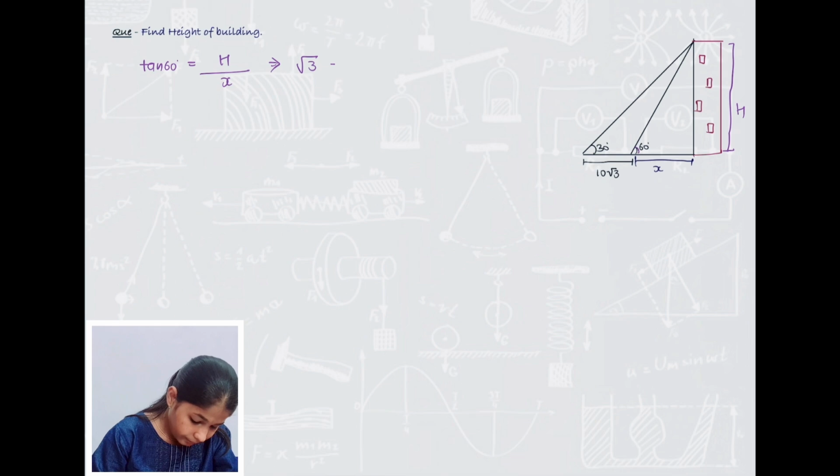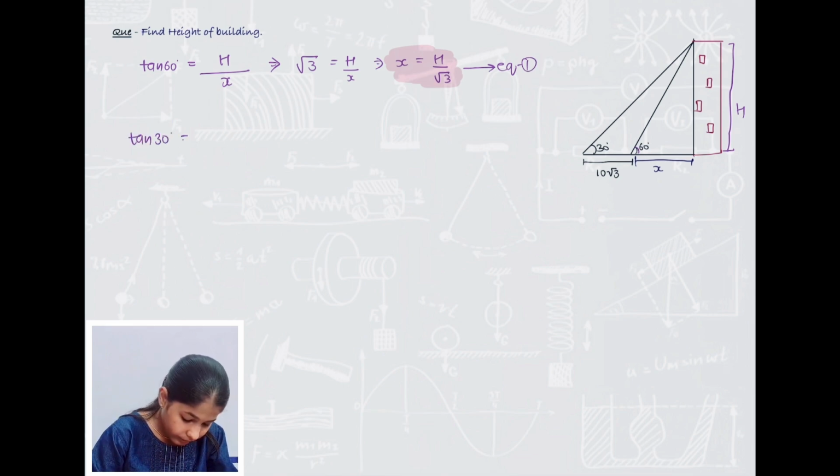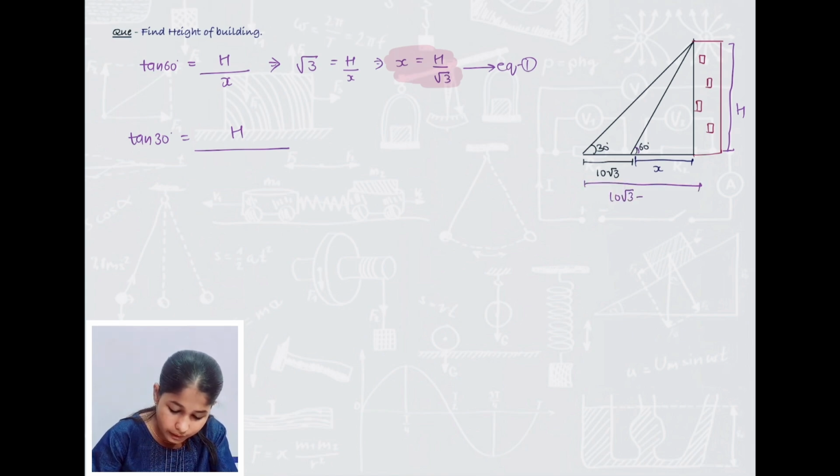Now H is equal to under root 3 x. Can we interchange it? So x is equal to H upon under root 3. I'm going to highlight it and use it as equation number 1. Now tan 30. If I put tan 30 degrees, what will be our perpendicular? It will be equal to H. What will be our base? It will be simply 10 under root 3 plus x. Can I write like this? Yes, of course.